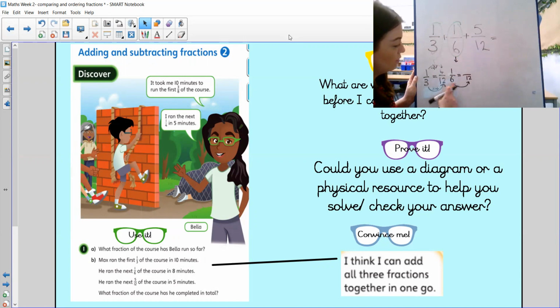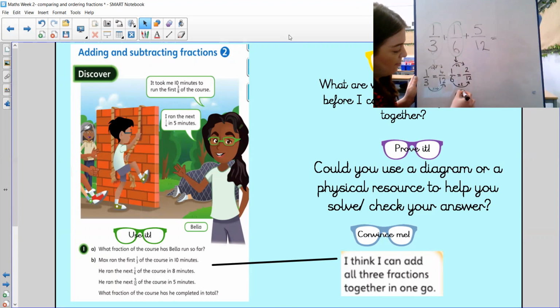What have I had to do? Well, my numbers got bigger. My parts have not got bigger, I've got more parts, because remember more parts get smaller. I've got more parts, so what has happened? How many times as many parts have I got? 6 times by 2 will give me 12. And whatever you do to the bottom, you do to the top. So 1 times by 2 gives me 2.